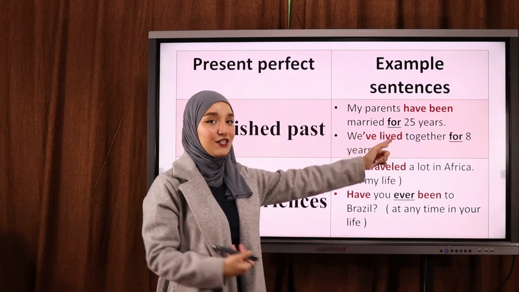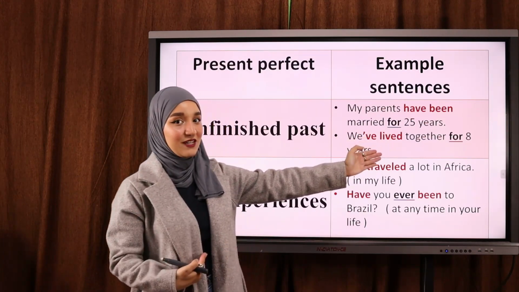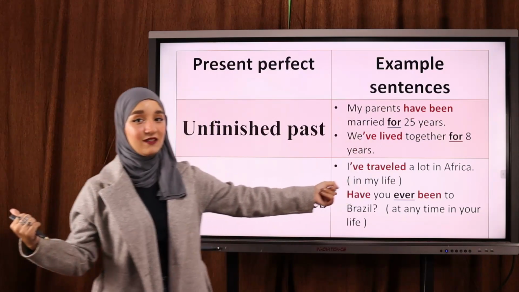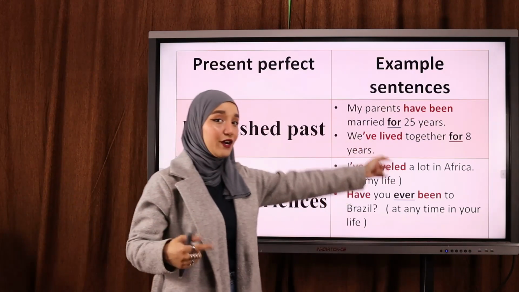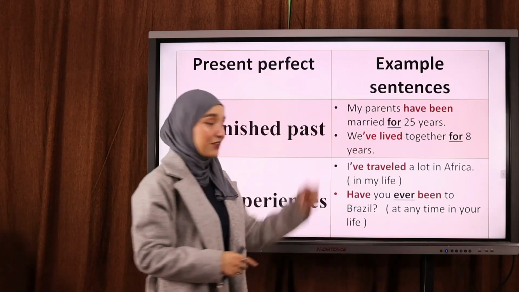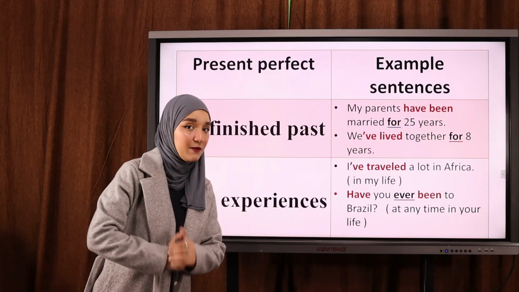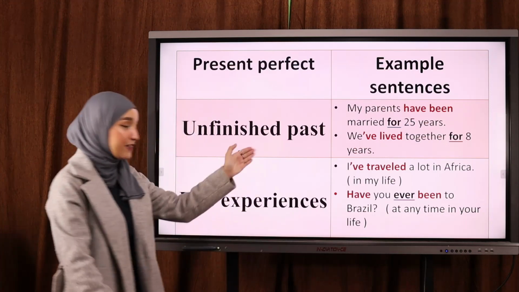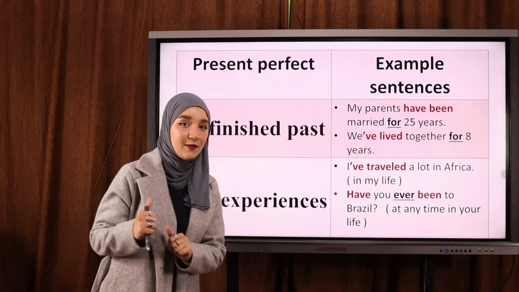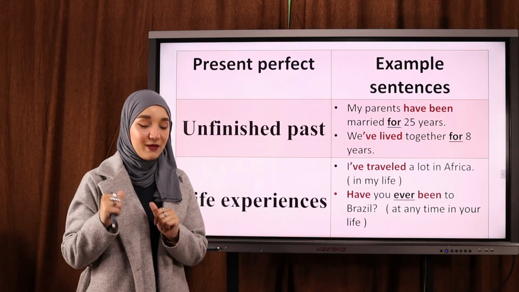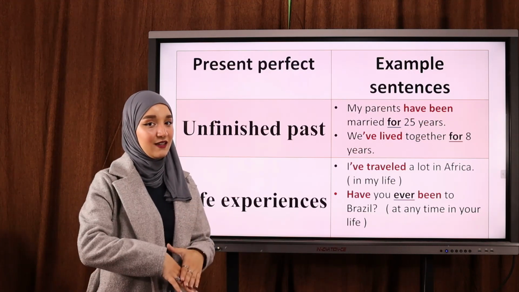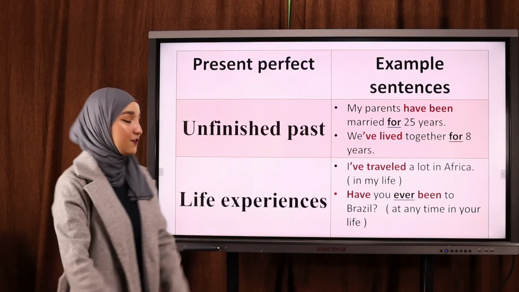So my parents are still married. ما زال والداي متزوجان. But they have been married. كانا متزوجان لي for 25 years. This is actually a fact. Okay? We've lived together for 8 years. عشنا مع بعض ل8 سنوات. It's also unfinished past. Which means started in the past. بدأت في الماضي ولا زالت until now, لا زالت إلى يومنا هذا, okay?